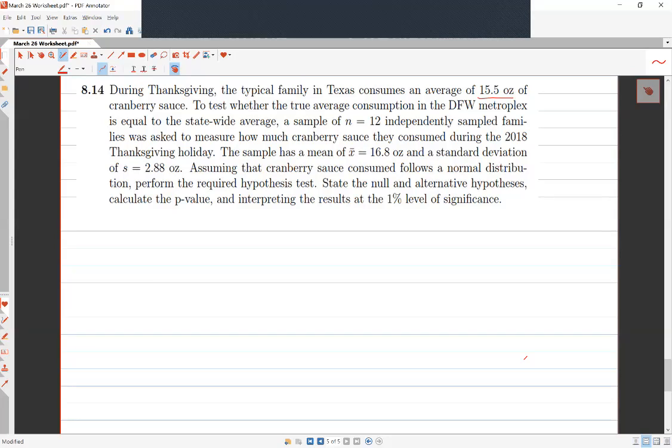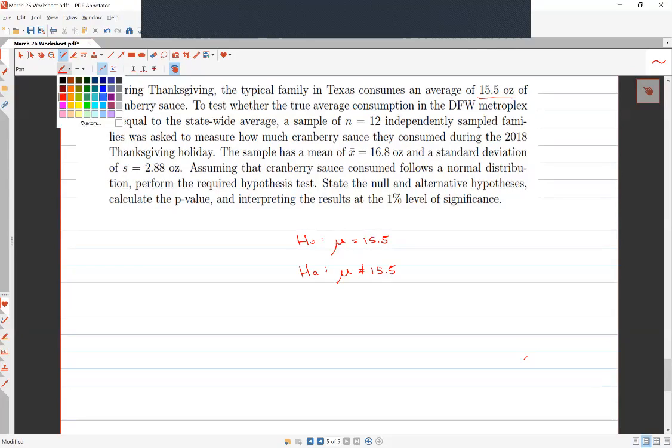And if you read the whole problem, you'll see that it doesn't say anything about whether we believe it's below or above the national average or the statewide average if we just look at DFW. So our alternative here is going to be a generic two-sided. If you're not being given a specific directional prompt, less than, greater than, then your alternative is two-sided.